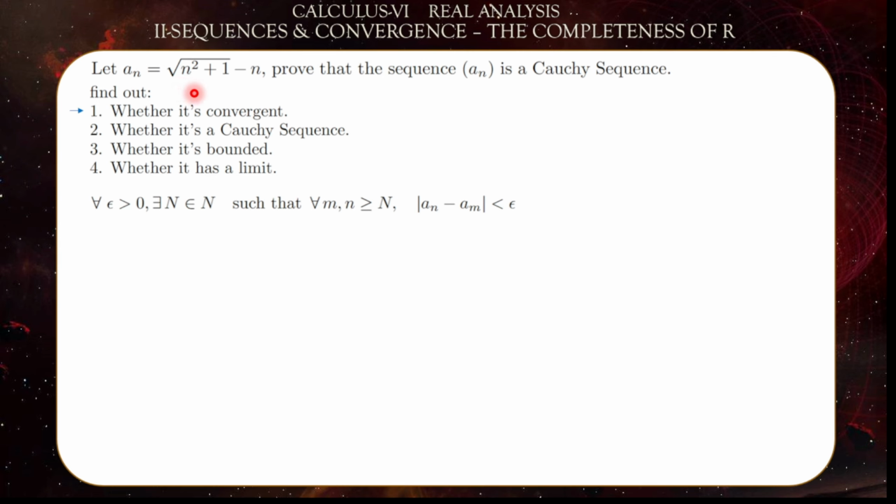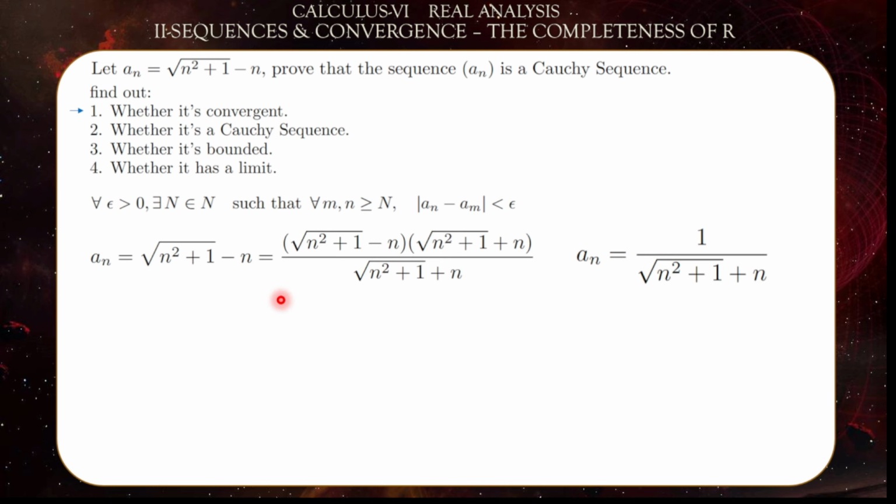Let an equal the square root of n squared plus 1 minus n. Prove that the sequence an is a Cauchy sequence. But let's start with whether it is convergent, whether it's a Cauchy sequence after that, whether it's bounded, and if it has a limit. So an can be written in a different way.